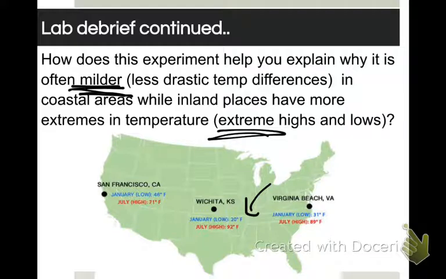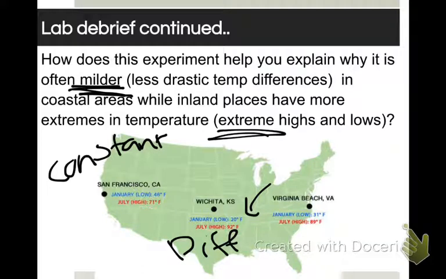But they just have big differences. So over here by water is going to be more constant, and over here is going to be big differences. That's what we're looking at.